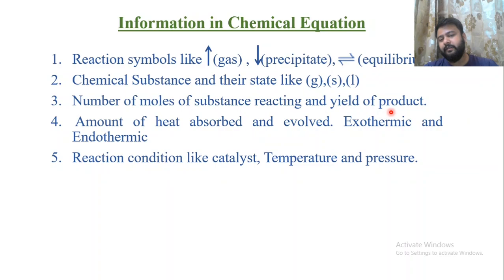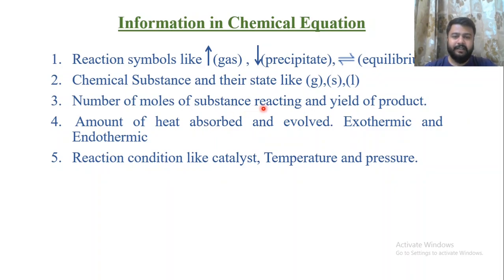Whatever substances are going to react, their number of moles, and the product formed by the reaction of these substances, is given by a chemical equation. Fourth, the information we get is the amount of heat absorbed or evolved. If heat is absorbed, it is an endothermic reaction. If heat is given out, that is evolved, it is an exothermic reaction.